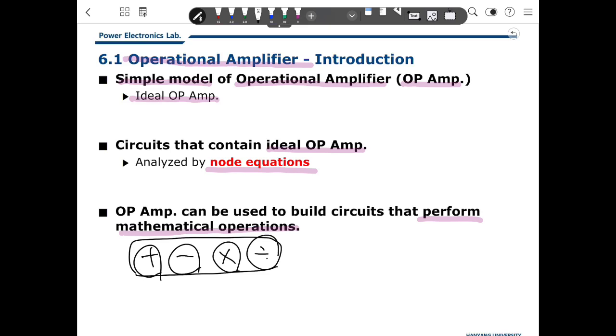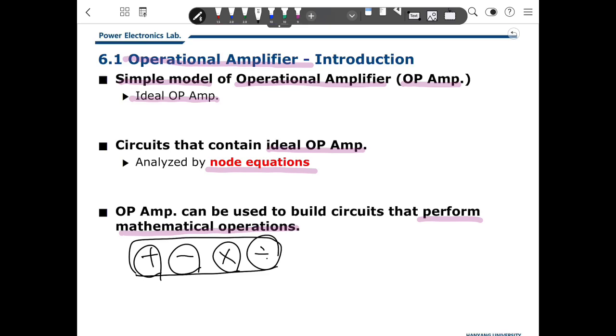Actually, how to make an op-amp is outside the subject of electric circuits. Maybe we'll learn electronic circuits later, maybe next year, and then we will discuss the BJT, bipolar junction transistor, or MOSFET. Using the BJT and MOSFET, you can design the operational amplifier. So we will learn that subject, how to make an op-amp.